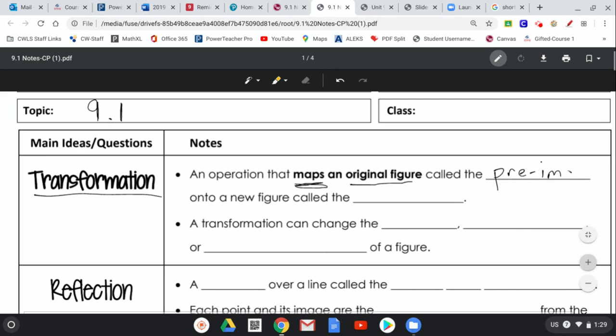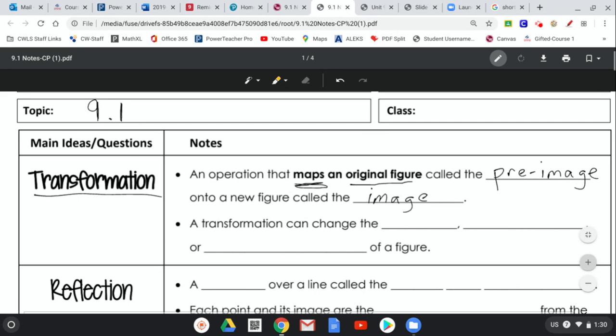So, that's called the pre-image. Just some vocab. So, that's the OG. That's the original figure. So, they're going to tell you, hey, this triangle on the coordinate plane gets moved in some way, shape, or form. Now, where it gets moved to, that figure that's created is called the image. All right. That's called the image.